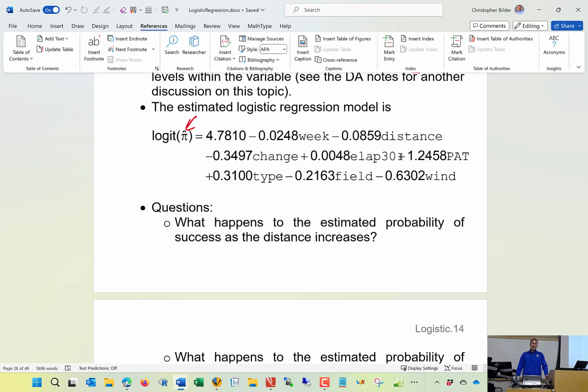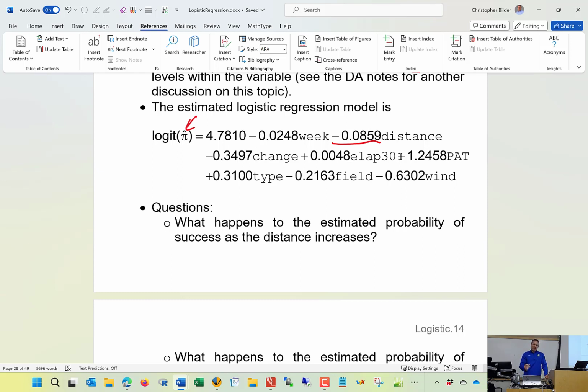Think about what you would do if it was just a regular regression model. How would you make that decision? You would look at what? Yeah, that beta hat. So it's negative. That means as the distance goes up, what happens to the estimated probability of success? It goes down. Okay? Because of that negative coefficient.